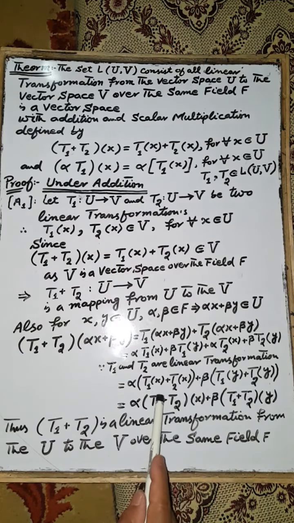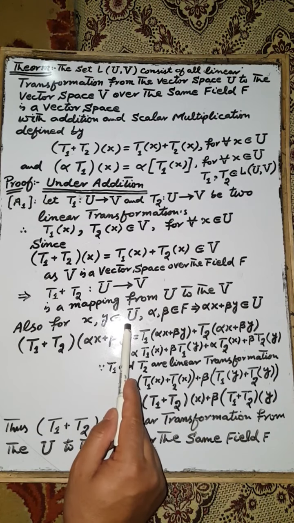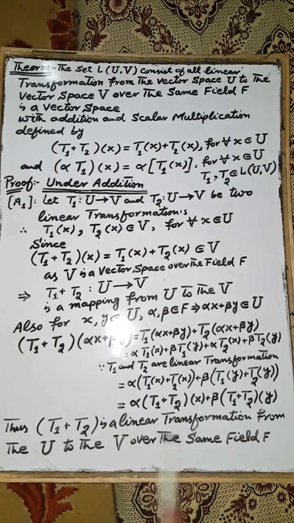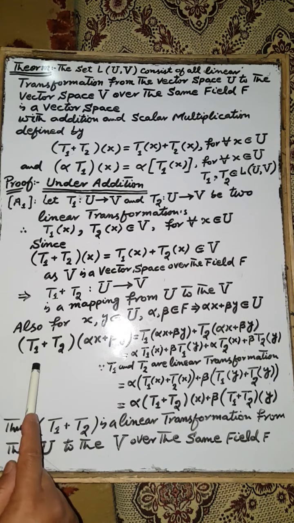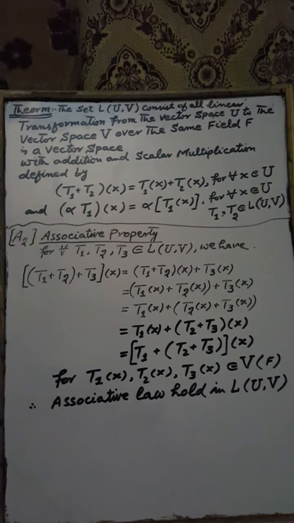Now, x is an element of the vector space U, so according to this condition this is equal to (T1 + T2)x, and y is also an element of the vector space U. Therefore, we can rewrite this as alpha (T1 + T2)x plus beta multiplied by (T1 + T2)y. That is, the operator T1 + T2 also satisfies the condition of a linear operator from the vector space U to the vector space V over the field F.